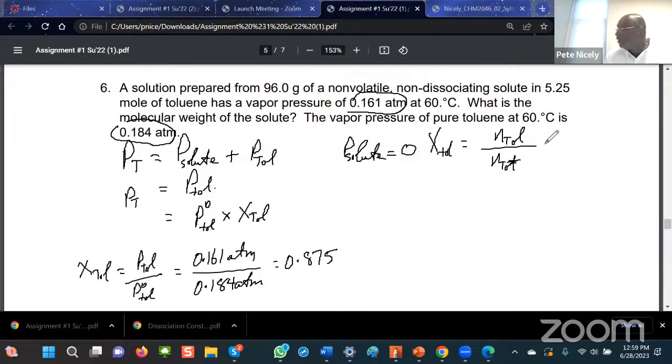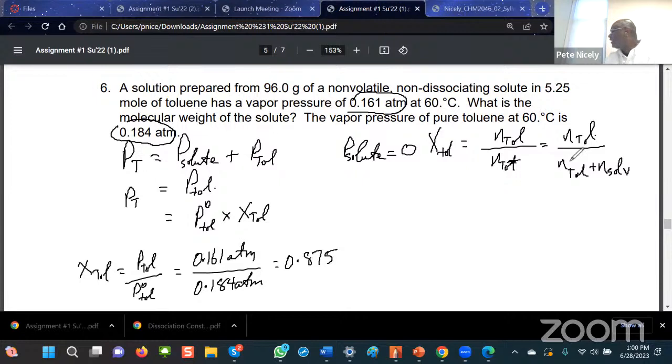Okay, now, as far as the total number of moles, we can write that to be equal to the number of moles of toluene plus the number of moles of the solute, and that up here would be the number of moles of toluene, right?